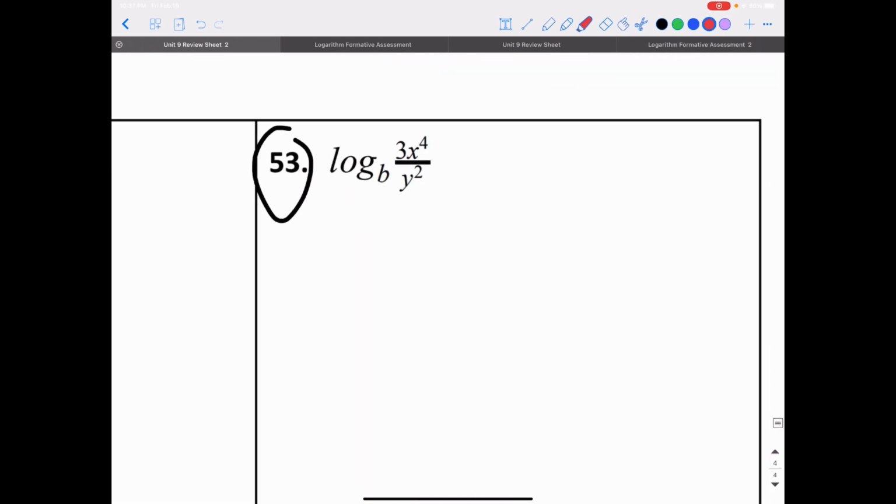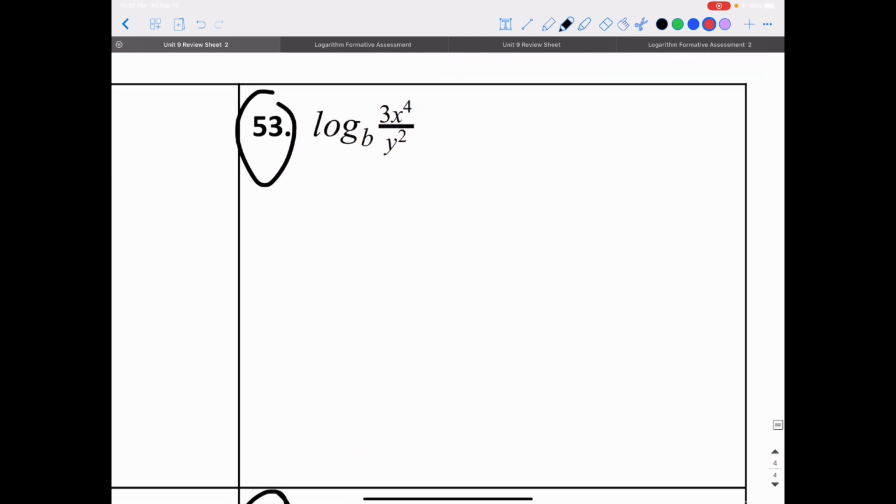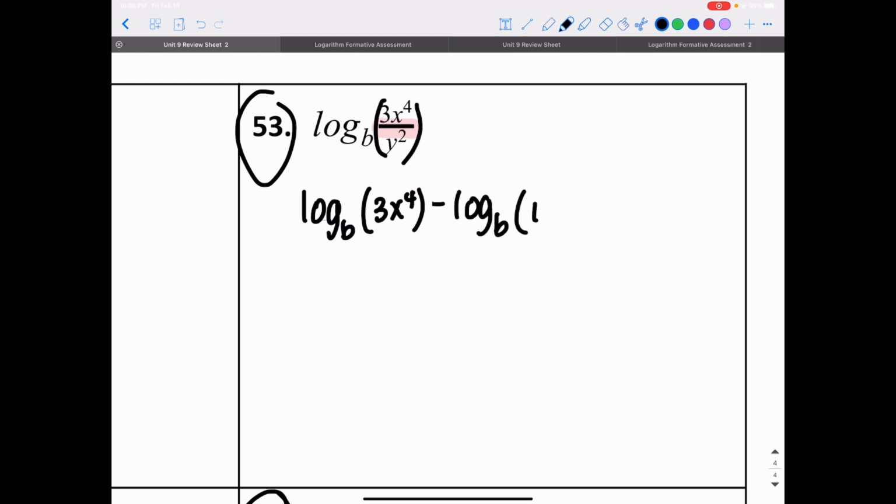For 53, I have log base b of 3x to the 4th power over y squared. This is inside of the logarithm. I want to expand this. I see division inside, so I'm going to separate with subtraction. I'm going to do log base b of the thing that's in the top, 3x to the 4th power, minus log base b of what's in the bottom, y squared.